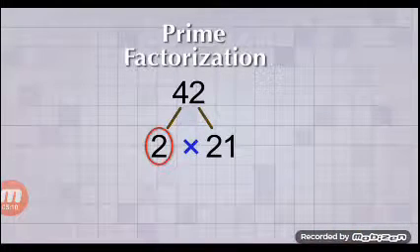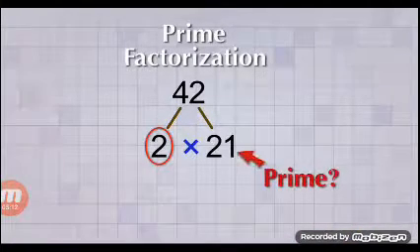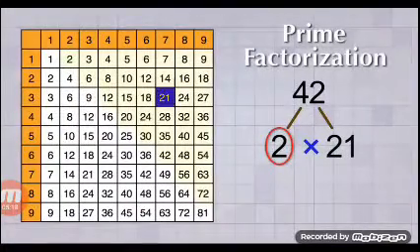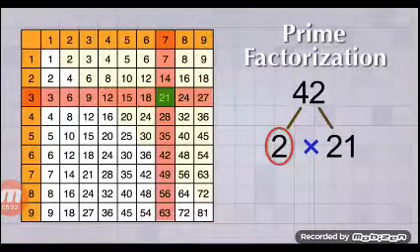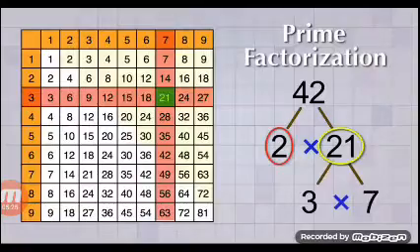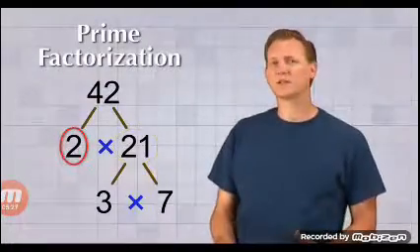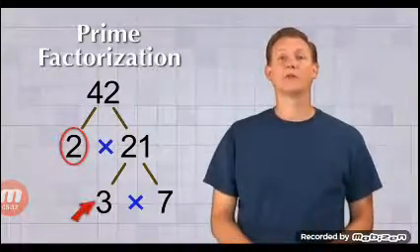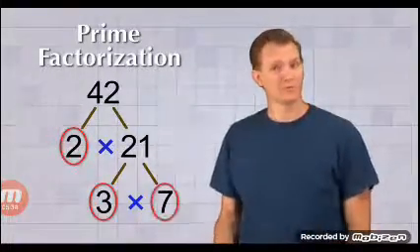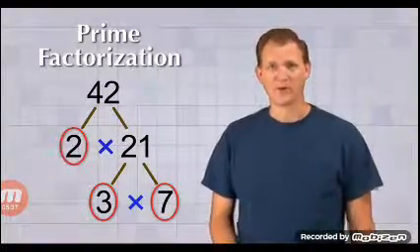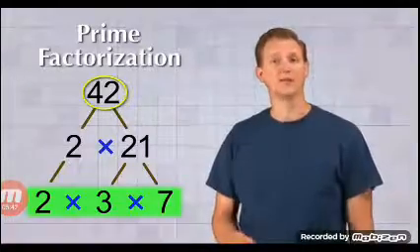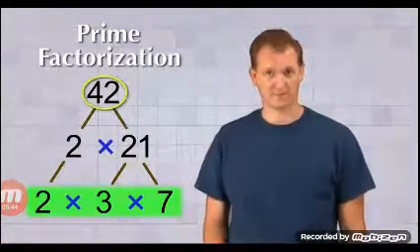Okay, 2 is prime, so we can't factor it anymore. But what about 21? Well, if you've memorized your multiplication table, you might recognize that 21 is one of the answers on it. You can get 21 by multiplying 3 times 7, so we can factor 21 into 3 times 7. And if you didn't remember that, you could have just done some divisibility tests and you would have figured it out. Okay, so what about the 3 and 7? Well, they're both prime, so that means that we're done factoring. We bring down the 2 from the first step, and we can see that the prime factorization of 42 is 2 times 3 times 7.